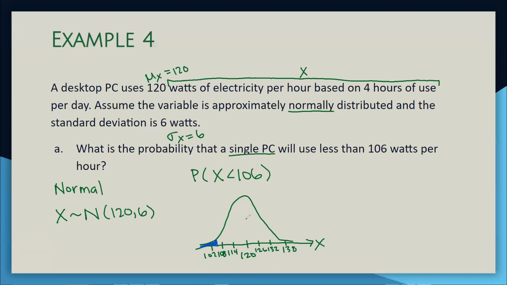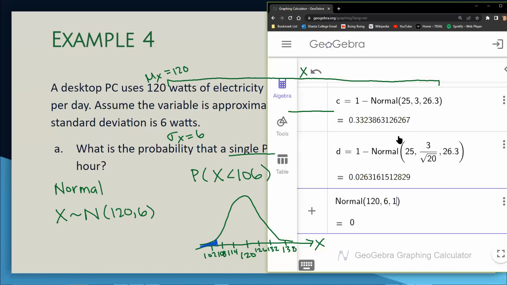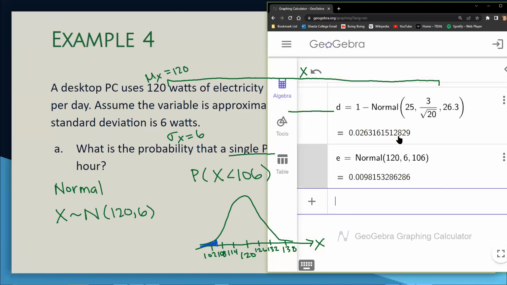But let's go ahead and do this. We know our distribution is normal with a mean of 120 and 6. And because it's a less than problem, when we go pull up GeoGebra, we don't have to worry about the 1 minus because GeoGebra defaults to a less than problem. So this is just going to be normal, and then the mean of 120, the standard deviation of 6, and that boundary value. And we do, in fact, get something small, which is good. That's what we were expecting.